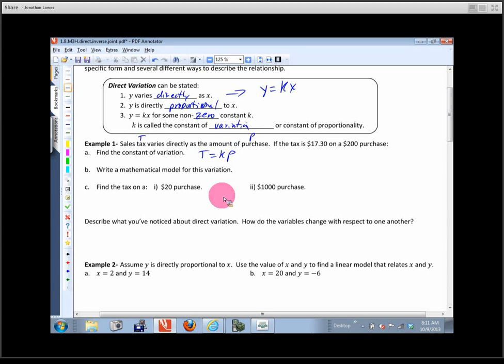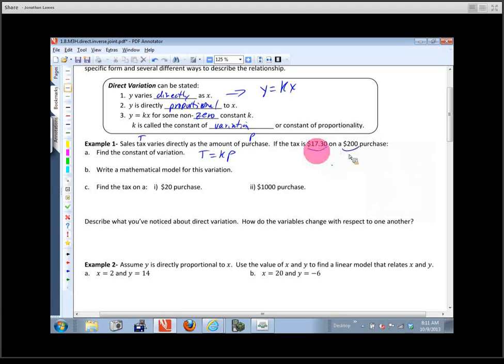The way I made sense of this when I was a kid is that these are related directly across the equal sign. So it was T on one side and K times P on the other. T stands for tax, P stands for purchase price, and K is the constant. Okay? So we've got this piece of information.